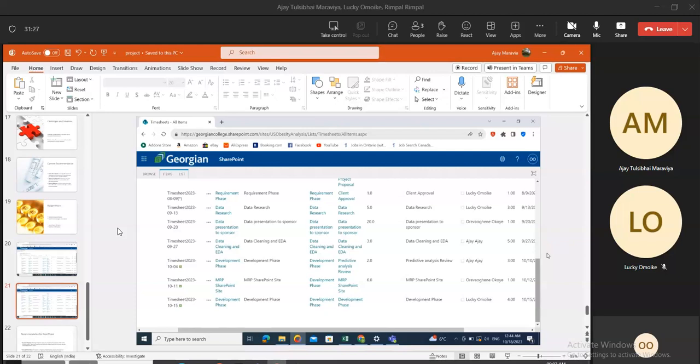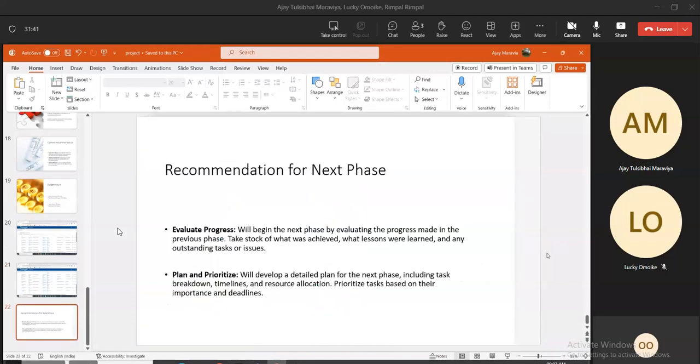And also this will help us to stay on budget, because that's really important for our sponsor, that we stay on the budget. So we are hopeful that with our planning and prioritizing of tasks, we'll be able to deliver this project on time and within the budget that we have allocated for it.